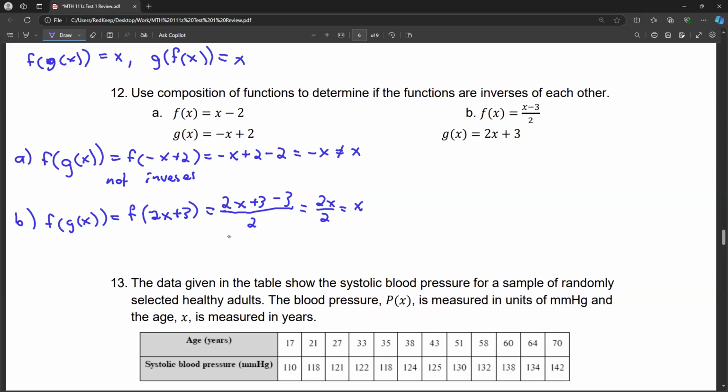So let's go ahead and check in the other direction as well. Let's say, well, what is g of f of x, right? So we're going to go ahead and take the f function, which is x minus 3 divided by 2, and plug it into our g function wherever there was an x, right? So g was 2x plus 3. We're going to go ahead and plug this expression x minus 3 over 2 into this.